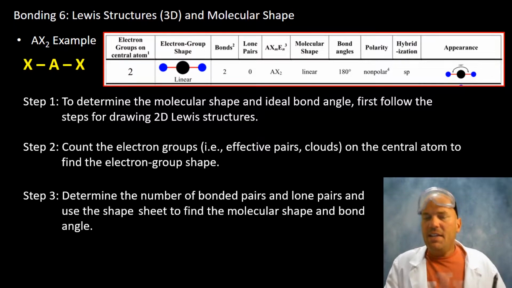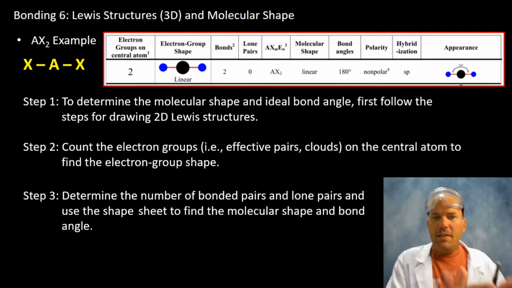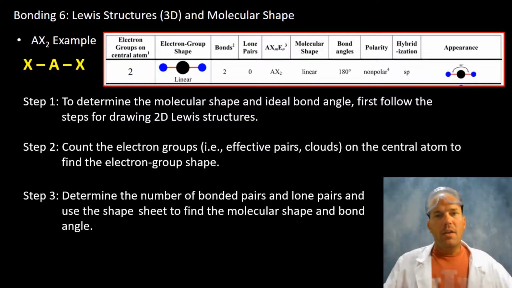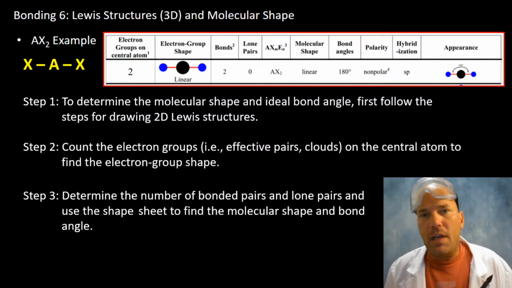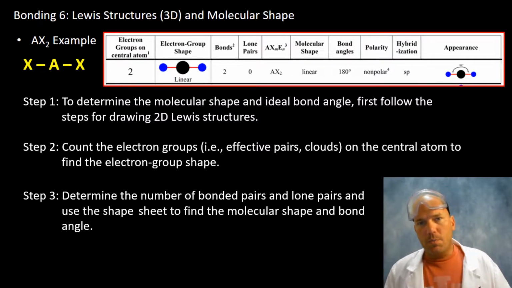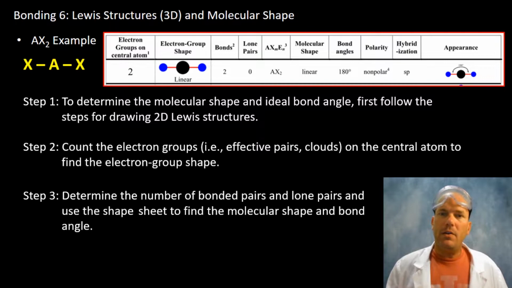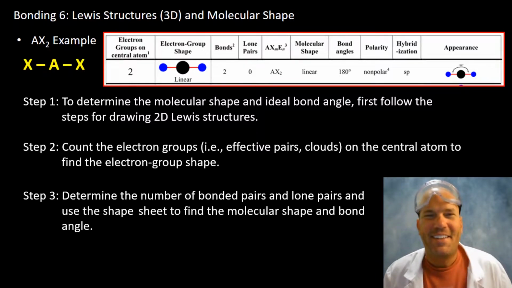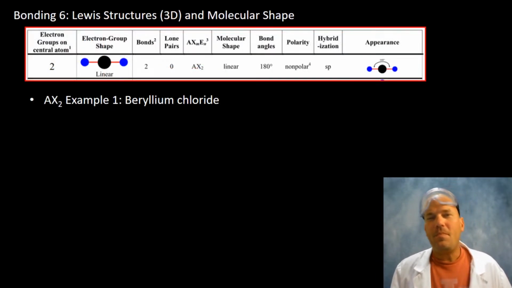Again, you're going to go through and find the number of bonded pairs, and remember, a double or even a triple bond counts as 1 electron group or cloud or effective pair. Then your lone pairs on the central atom count as groups. If there are 2 lone pairs on a central atom, then you have 2 electron groups or clouds or effective pairs. Let's do some examples here.